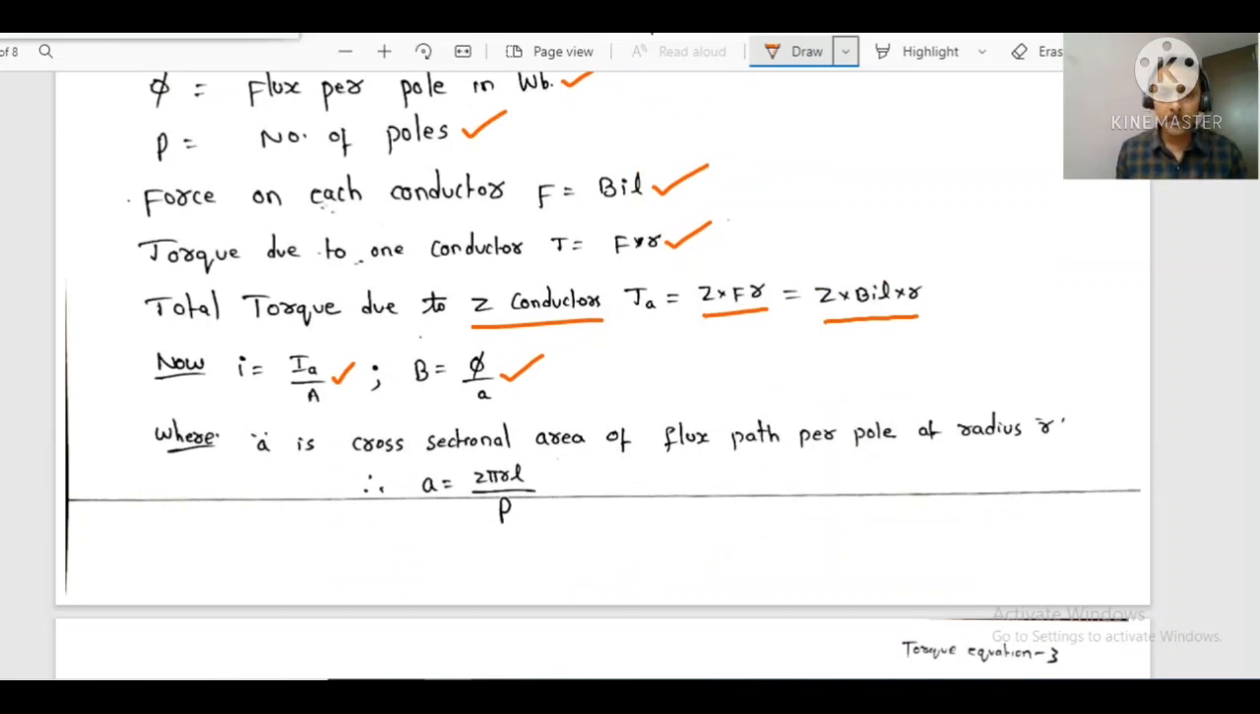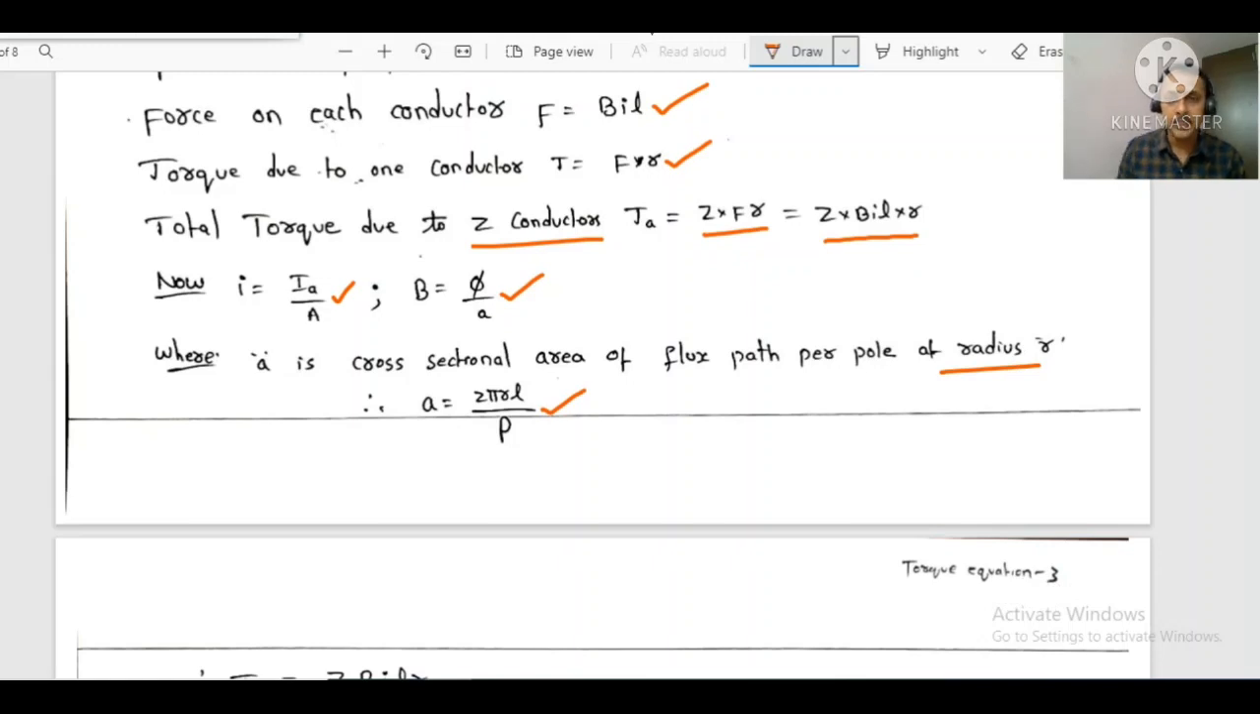But what about area? The cross sectional area of the flux per pole of radius R is given by 2 pi RL, whole divided by the number of poles, so it is to be divided by P. Therefore the area of cross section of flux per pole of radius R is given by a equals 2 pi RL by P. Now observe, this is the base equation, Z into F into R. In F we have substituted BIL, and in the place of B we are substituting φ by a, and in the place of a, the cross sectional area 2 pi RL by P.